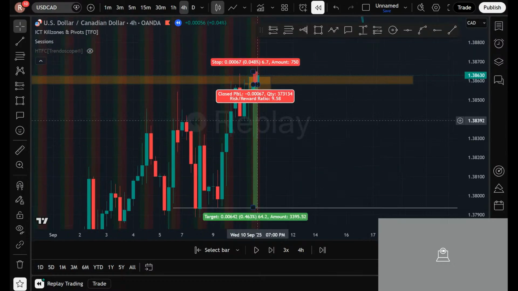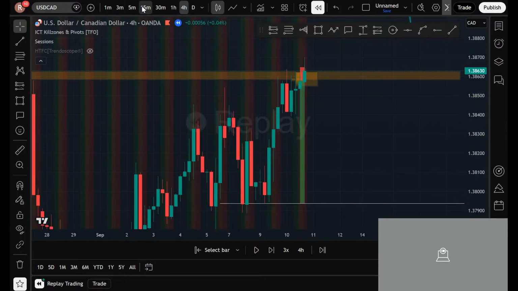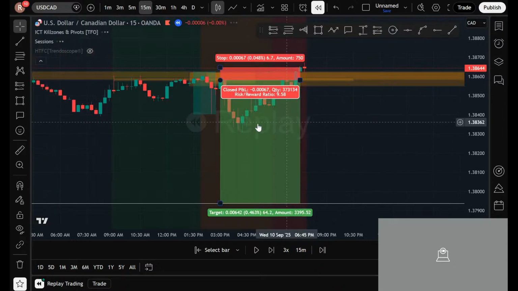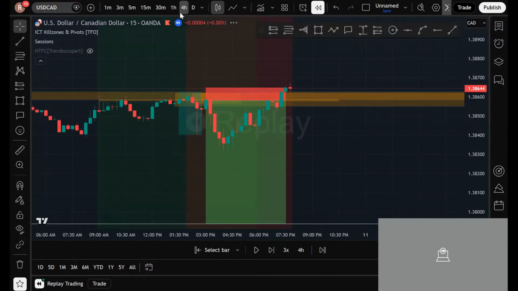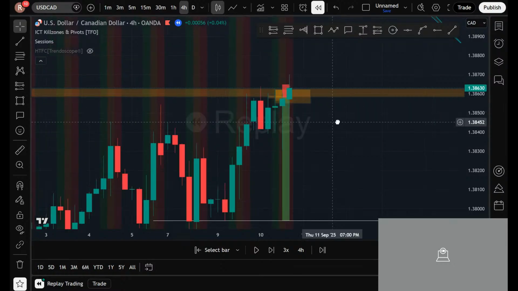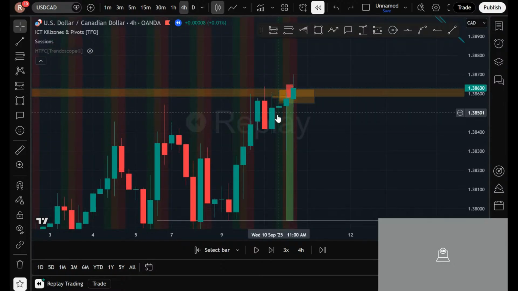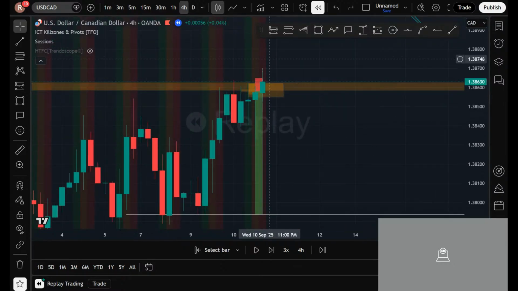But we do not enter this trade because it is exactly out of our time. You know why it is out of our time? Because this is the new 4 hour candle. We just trade this 4 hour candle 1.5 hours only. And one thing, we just do one buy a day.